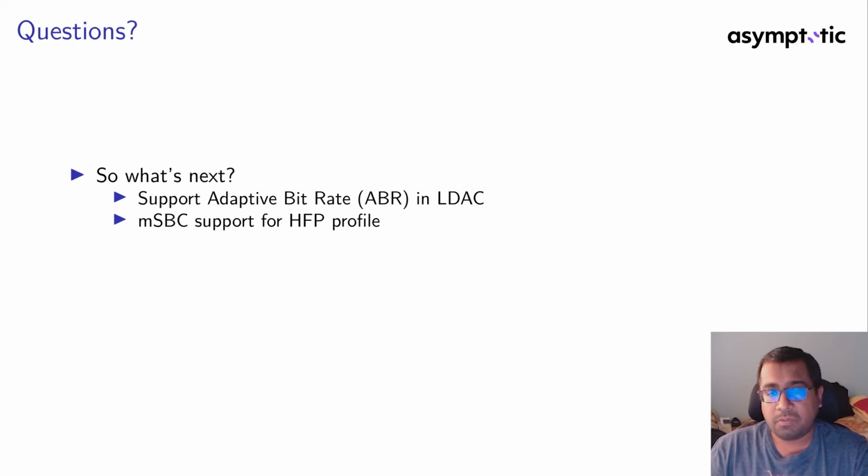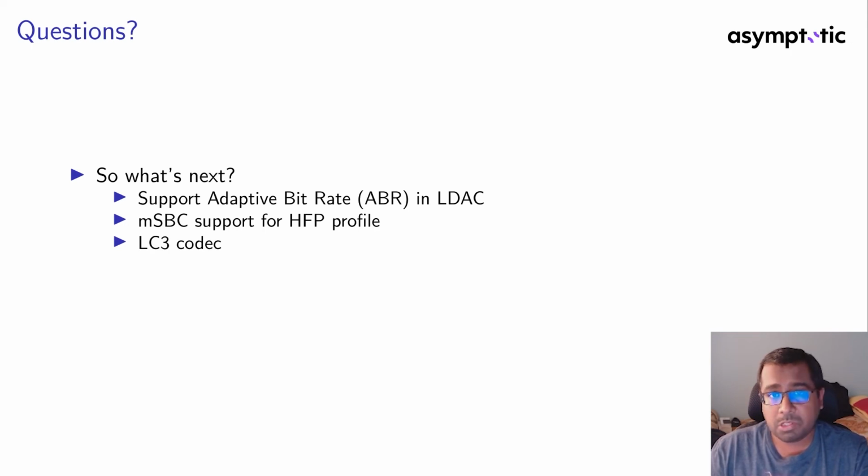HFP profile provides better audio quality in comparison to HSP. HSP uses the CVSD codec and it does not provide as good an audio quality as expected. And HFP uses mSBC, which gives better audio quality in comparison to CVSD. Now, there is already a merge request open upstream, which adds support for mSBC. It would have to be rebased on top of the current codec support that will be merged eventually, but this should happen sometime down the line.